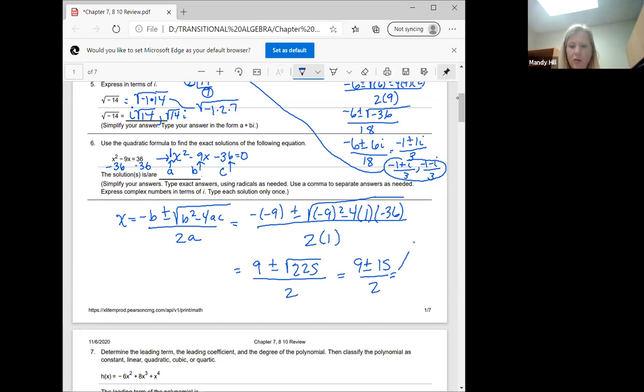So one of our answers is 9 plus 15 over 2. It comes out to be 12. The other answer is 9 minus 15 divided by 2, which ends up being negative 3. So the two solutions in this problem are going to be 12 and negative 3. Now you can put those in the reverse order and that's fine. So it's just 12 and negative 3. Okay.